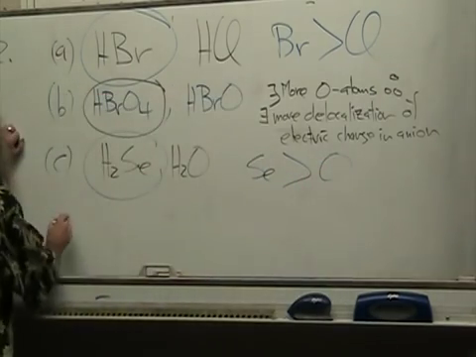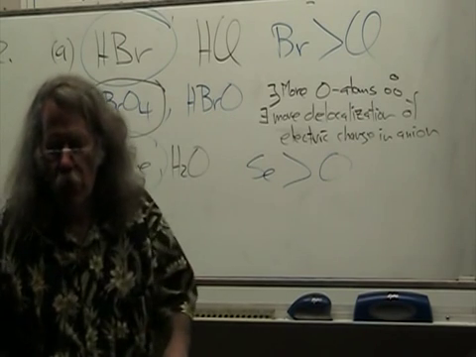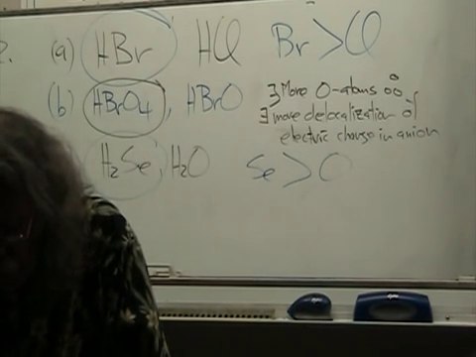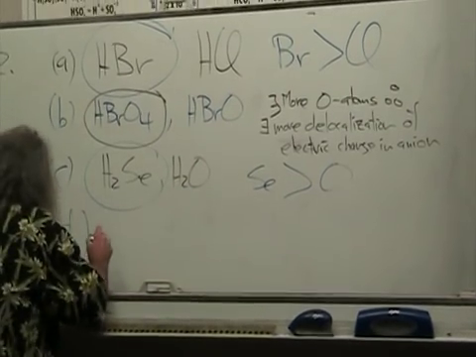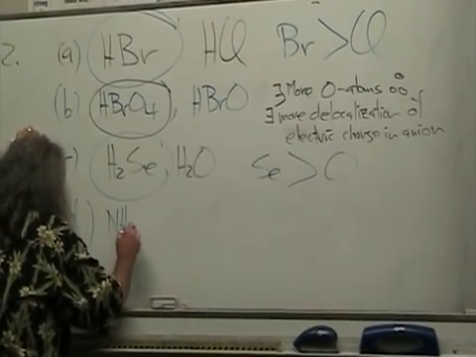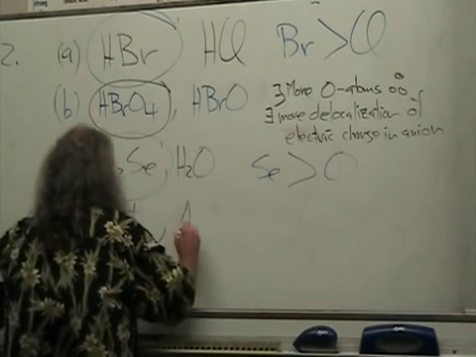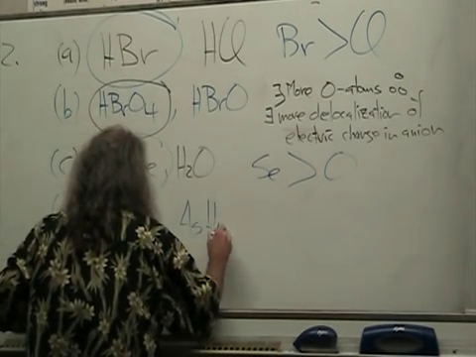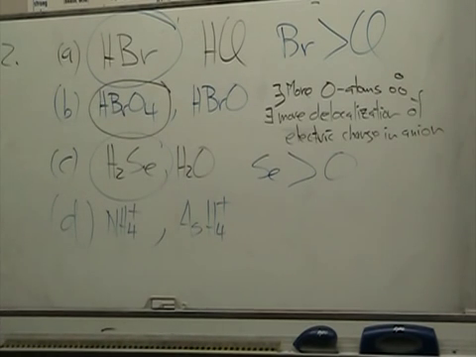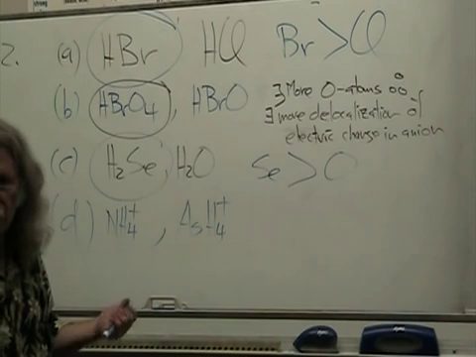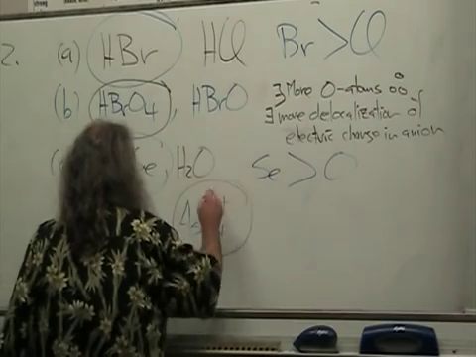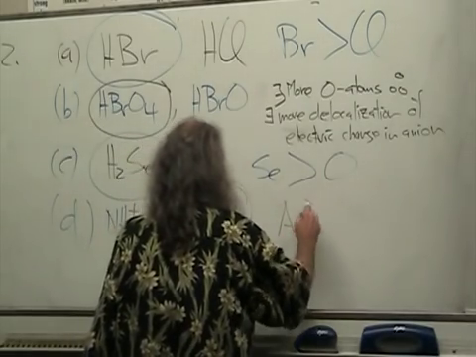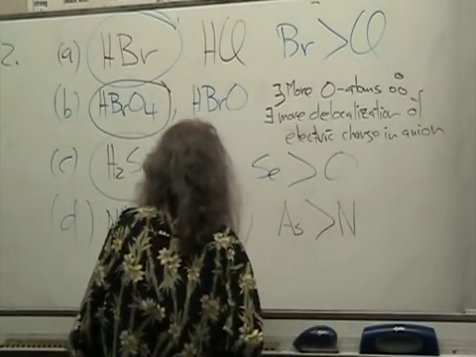And now D. I have ammonium versus arsonium. And again, it's a binary acid. Which one's bigger? Arsenic? Yeah. Okay, so that means arsonium is the stronger one, because arsenic is bigger than nitrogen.